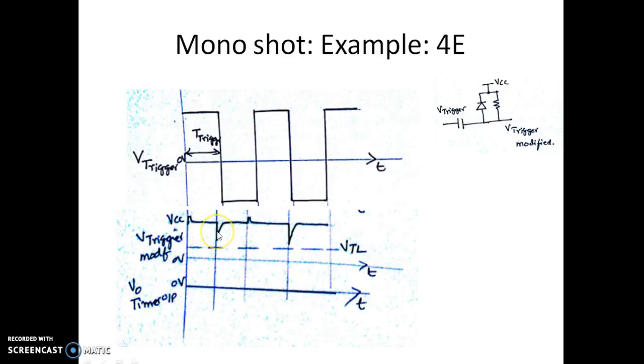Even though there is a spike available which is going down, since it is not going below VTL, it is not sufficient to put the 555 timer monoshot into the quasi-stable state. So it remains in the stable state of 0 volt over here. Care should be taken that the trigger signal has sufficient amplitude so that this spike, which is going negative, crosses VTL and goes below VTL. Only when it goes below VTL can the 555 timer monoshot go to the quasi-stable state, remain there, and then come down to the stable state. So we need to ensure that this spike is going below VTL.